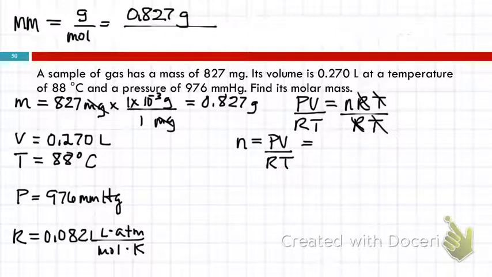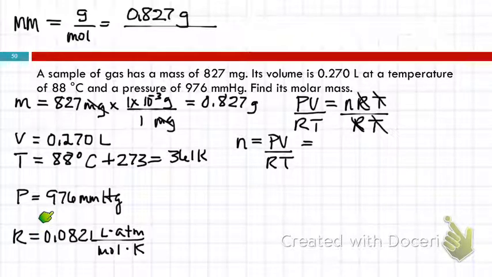In the ideal gas law, the units are very important. I need the units that are given in the ideal gas constant. So my volume is good. Liters is the unit of volume here. My temperature is in Celsius, so that's not going to cut it. So I need to convert that to Kelvin. 273 plus 88, 361.